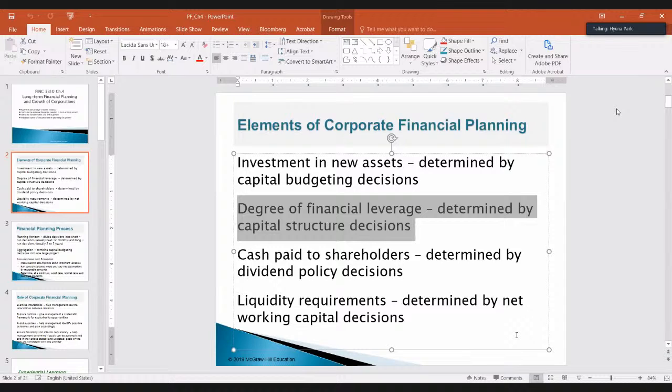If Target decides to use more debt and increase its equity multiplier, that will increase return on equity. So my point is that what you learn in this chapter is all related to other topics you learned in the previous chapters. And what you learn in this financial planning chapter will also be used when you do bond valuation, stock valuation, and project valuation. So all those concepts are related to each other.